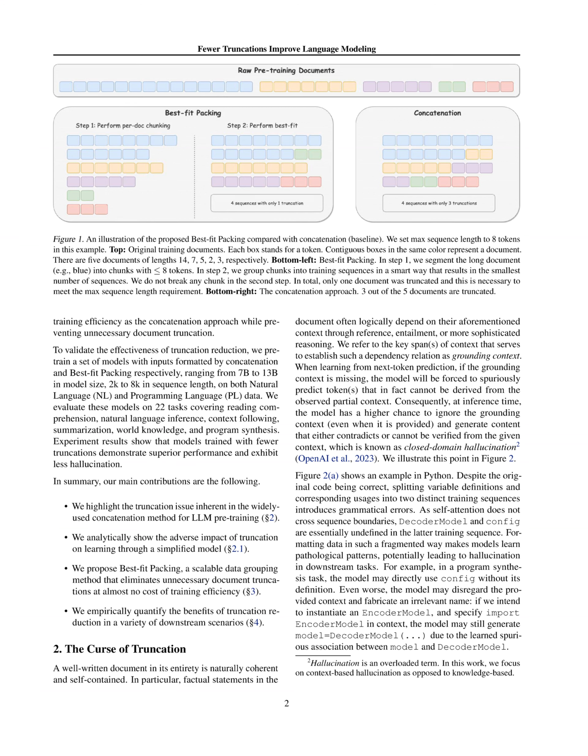These models are then evaluated on 22 tasks covering reading comprehension, natural language inference, context following, summarization, world knowledge, and program synthesis. The experiment results demonstrate that models trained with fewer truncations using best fit packing show superior performance and exhibit less hallucination compared to models trained with the concatenation method. The paper quantifies the benefits of truncation reduction in various downstream scenarios empirically, showcasing the positive impact of the best fit packing method on model performance across different tasks.